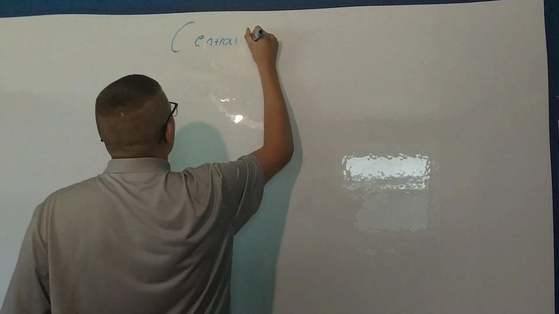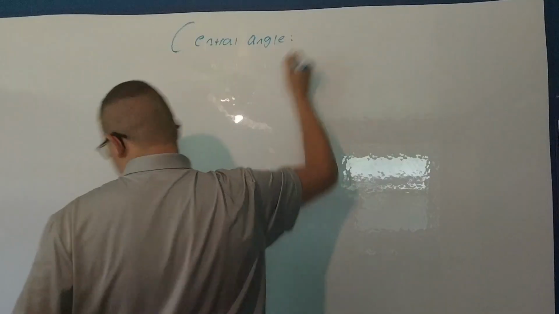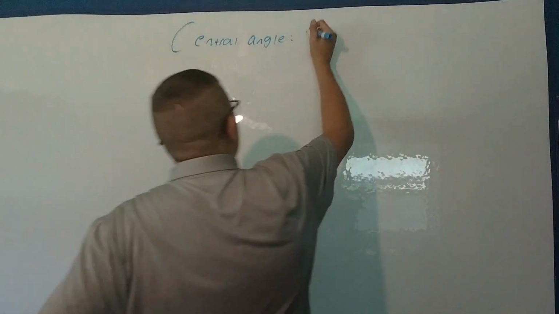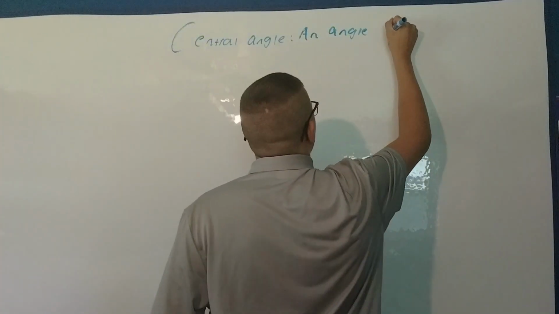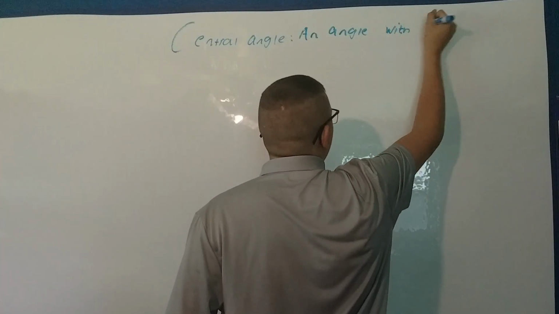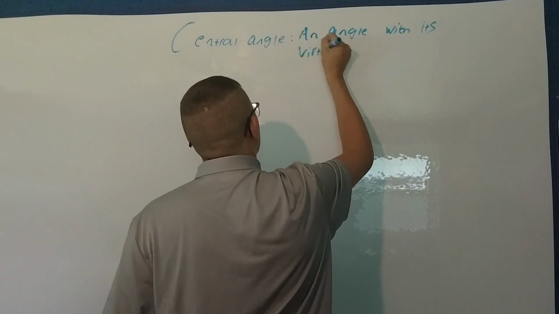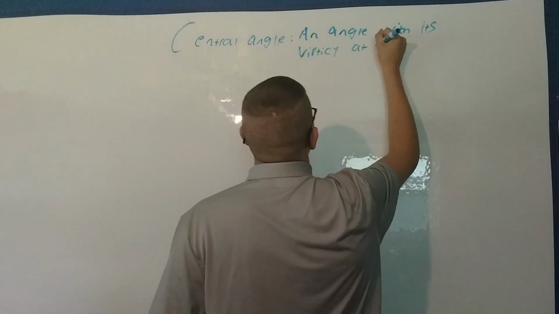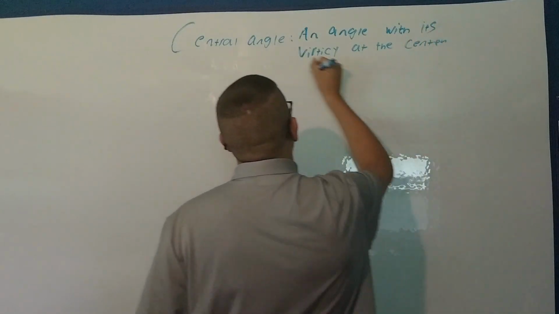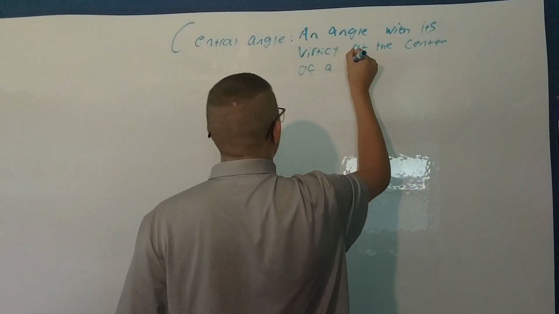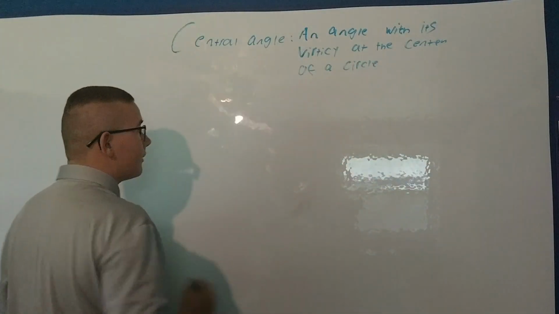So a central angle is an angle with its vertex at the center of a circle. Hence the name central angle.